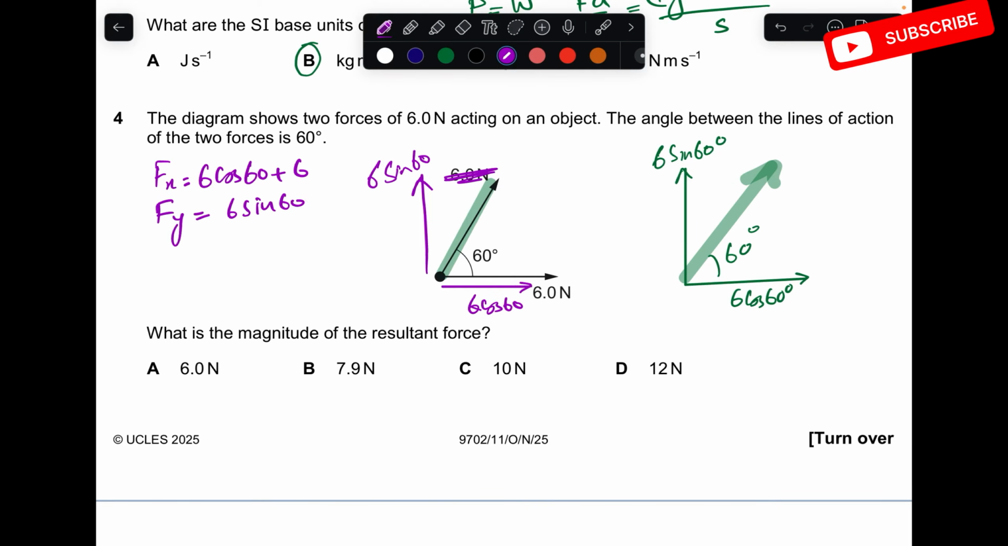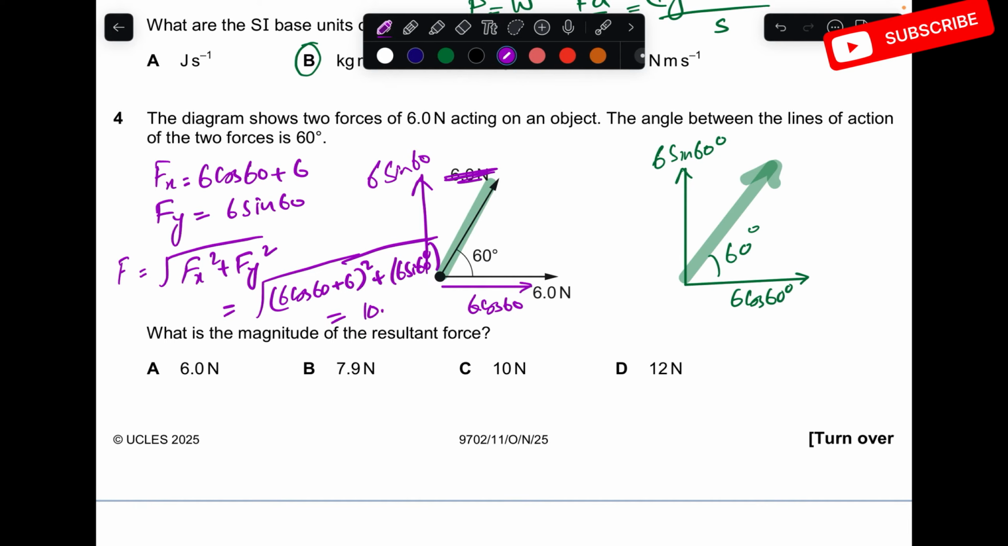They both are perpendicular. So from your previous knowledge of IGCSE, you can apply the Pythagoras theorem: F is equal to the square root of Fx squared plus Fy squared. When you do the calculation, you will get, let me try this, it will be 6 cos 60 plus 6, whole squared, plus 6 sine 60 squared. It will give us 10 point something, almost 10. So it's option C.